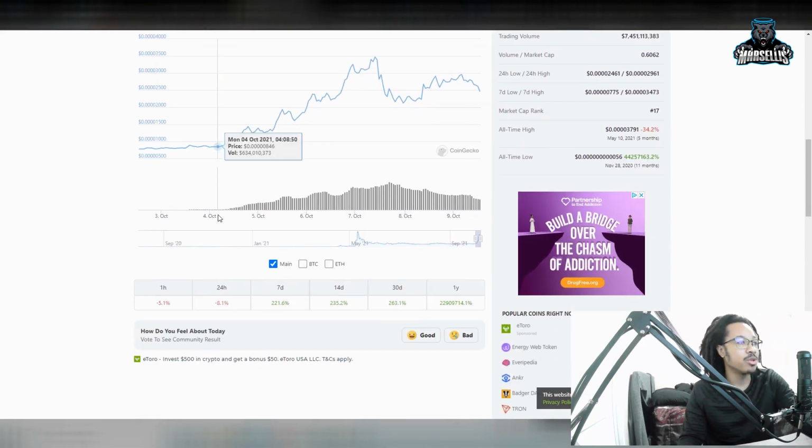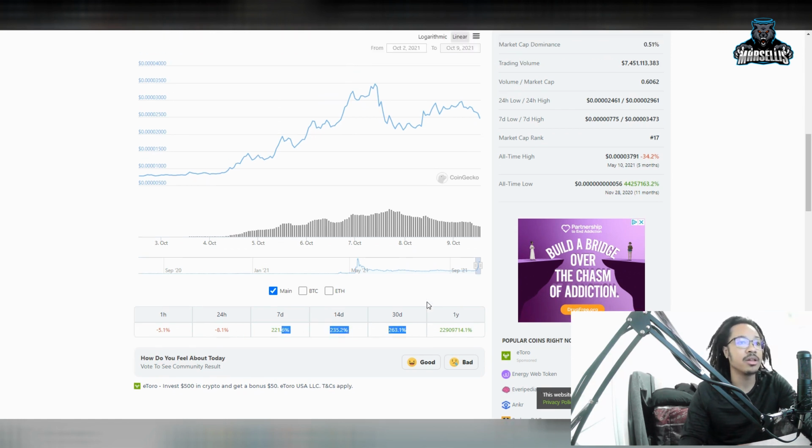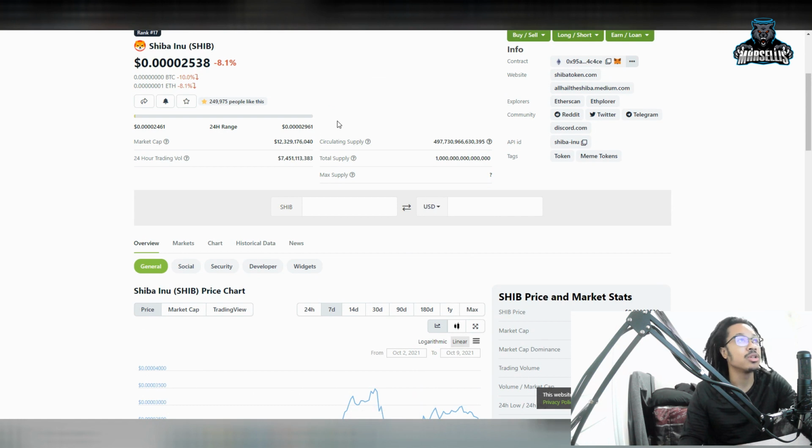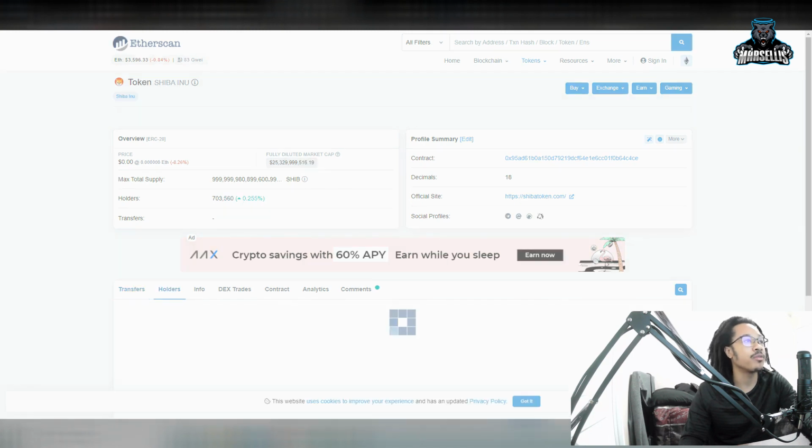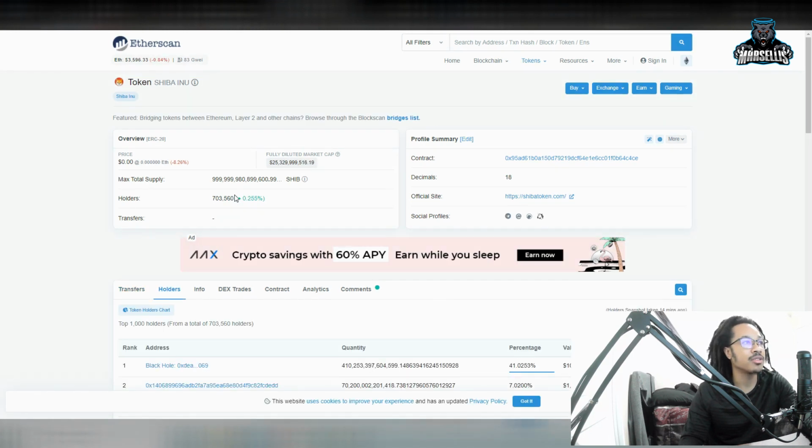Over here with the Shiba Inu charts, you can see we're down 8.1% in the last 24 hours. We're still up a lot inside the other periods of time with Shiba Inu. So good news there. And also over here, you can see yesterday we had a total of 701,490 people in Shiba Inu. Now today we have 703,404. And then when we hit the refresh button, 703,560.